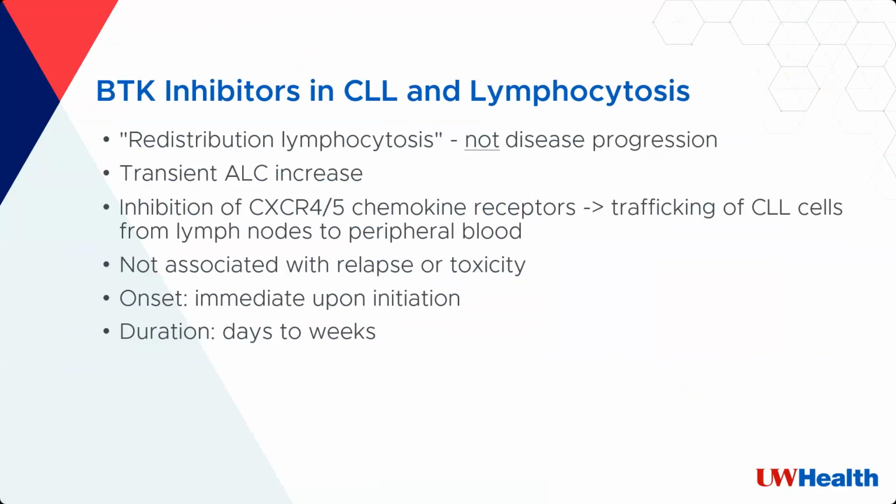All right, and then the last thing to mention with BTK inhibitors that I think is really important is this phenomenon called redistribution lymphocytosis. And this can be unnerving if you're not aware of it because it is not disease progression, but you will see a transient absolute lymphocyte count increase in most of our patients. So this happens because there's inhibition of a chemokine receptor that results in trafficking of the CLL cells from the lymph nodes into the peripheral blood. This is not associated with relapse or toxicity, and it can happen pretty quickly upon initiation. It can last days to weeks and sometimes even months in people.